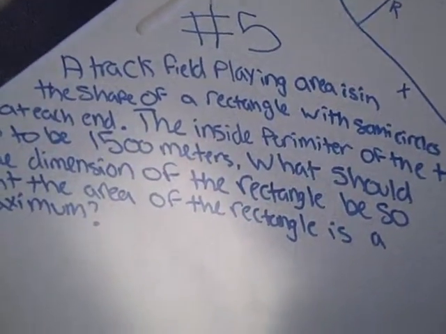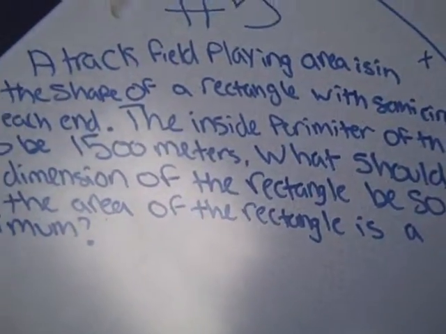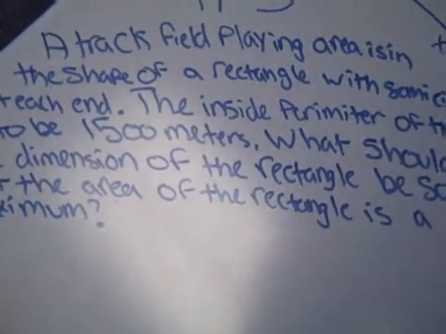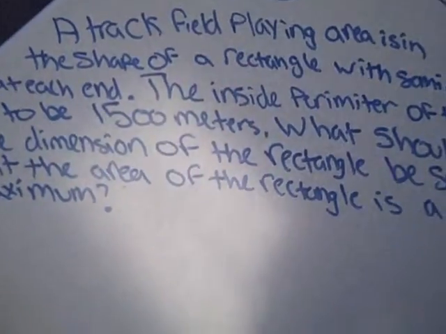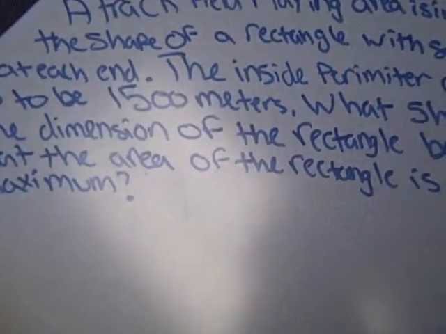And we have problem number 5. A track field playing area is in the shape of a rectangle with semicircles at each end. The inside of the perimeter of the track is to be 1,500 meters. What should the dimensions of the rectangle be so that the area of the rectangle is a maximum?